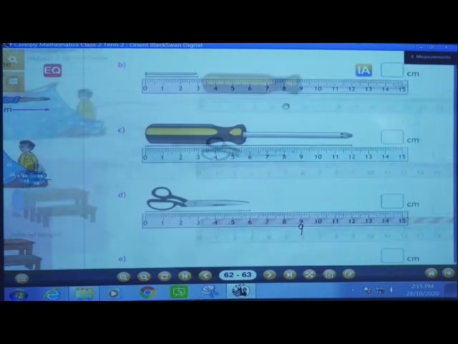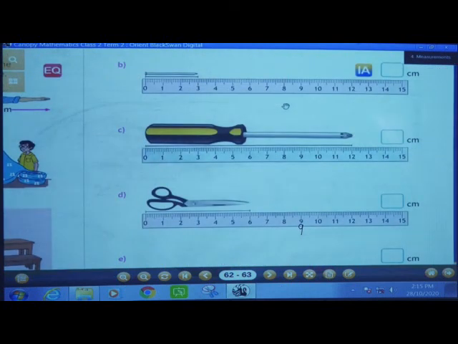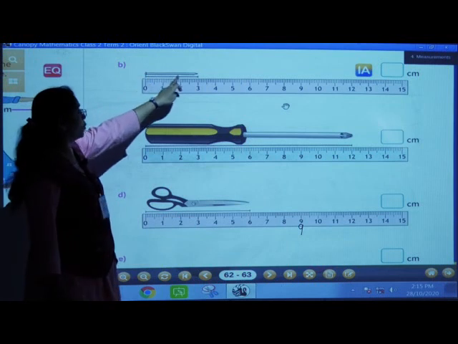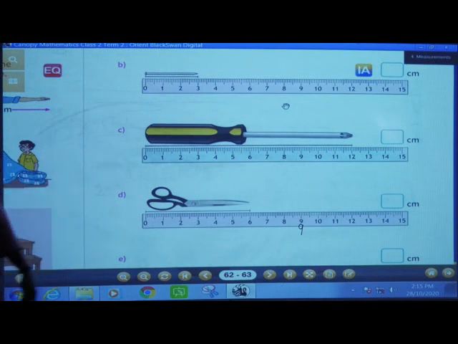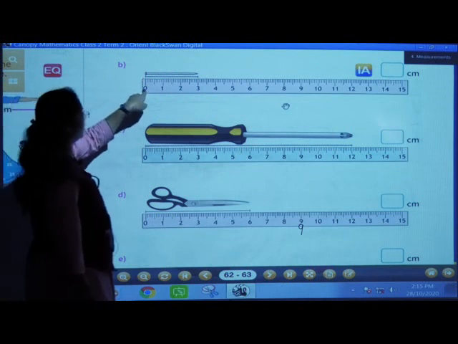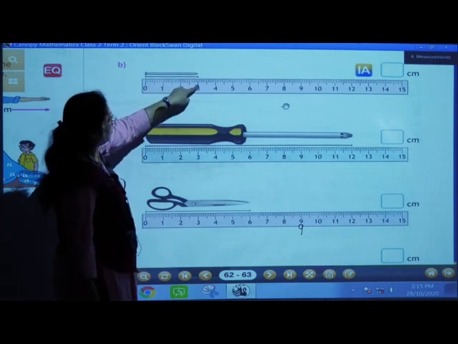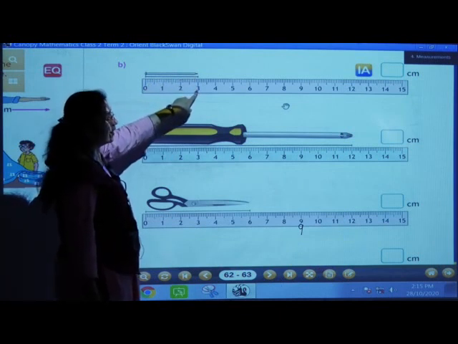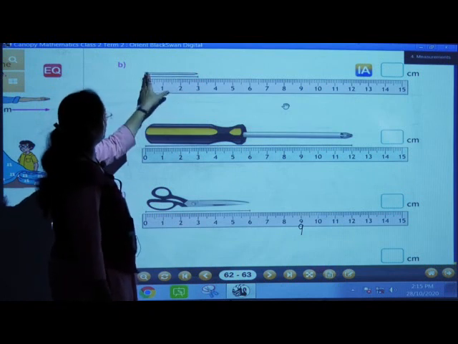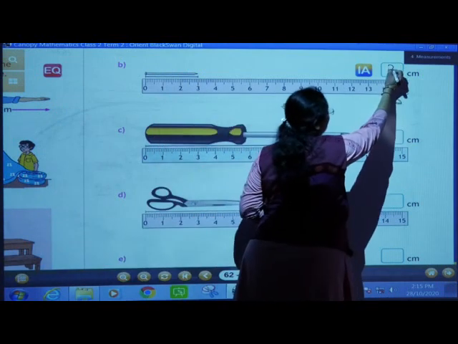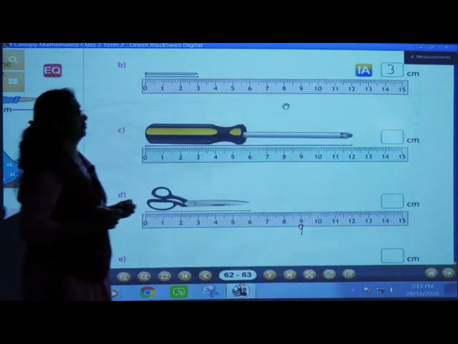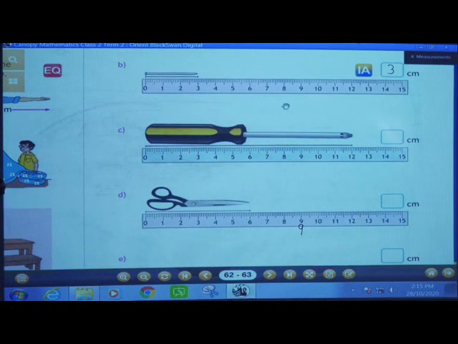Next, we have to measure the length of the pin. See, one point is at the 0 and another point is at 3, means the length of this pin is 3 centimeter.